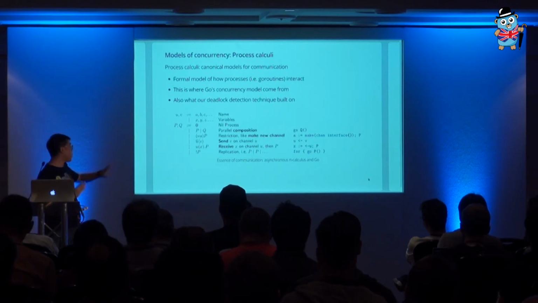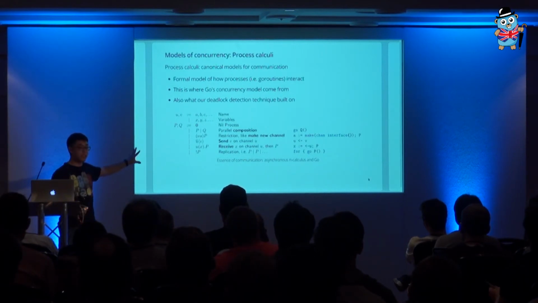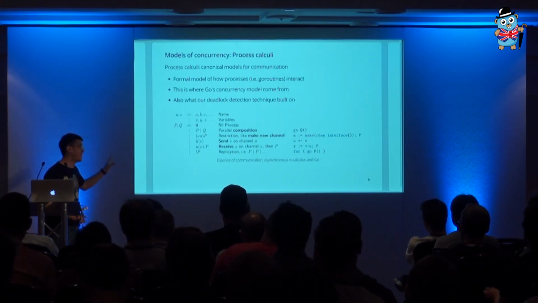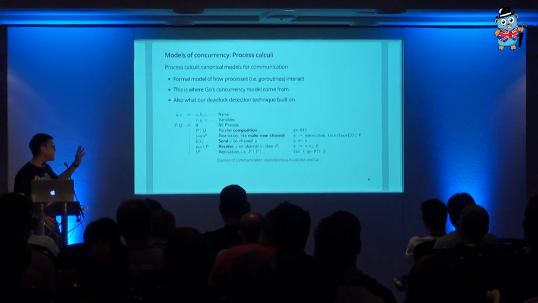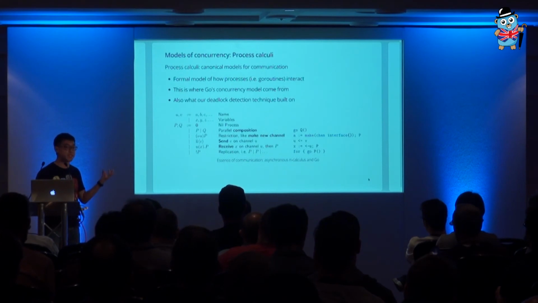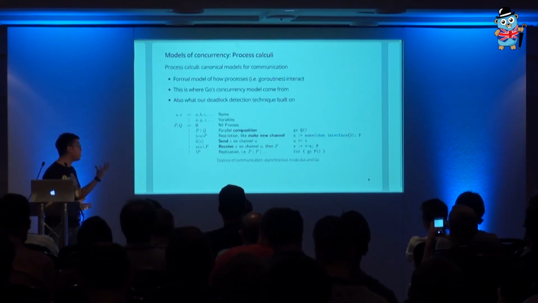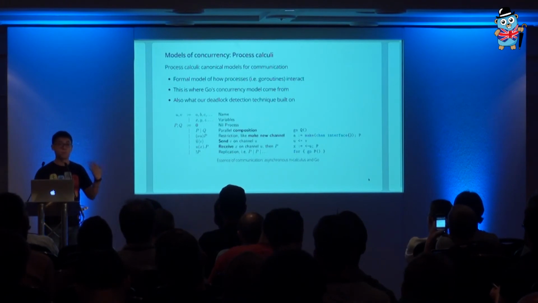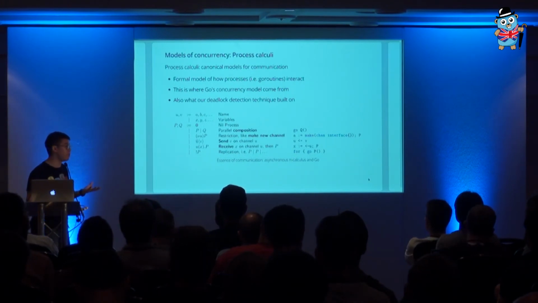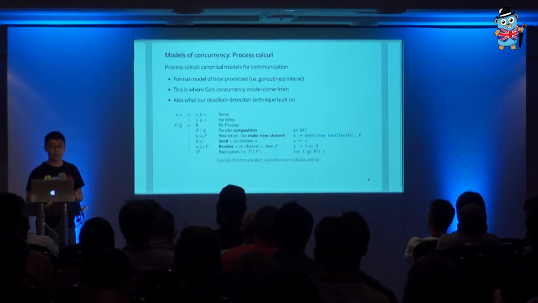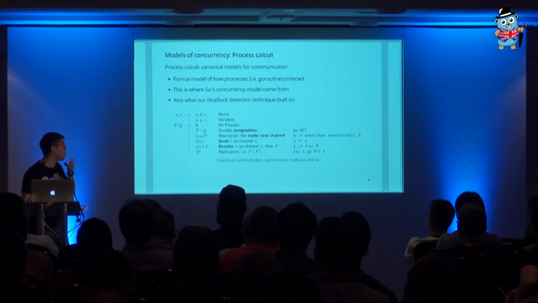Don't worry about this complicated figure at the bottom. It's not going to be in exams, but this is actually the whole syntax of asynchronous pi calculus, one of the process calculi. And as you can see, it's very succinct, it's very short. Even though it's so short, it can still represent all the important communication primitives in Go, like spawning Go routines, creating channels, sending, receiving, etc.